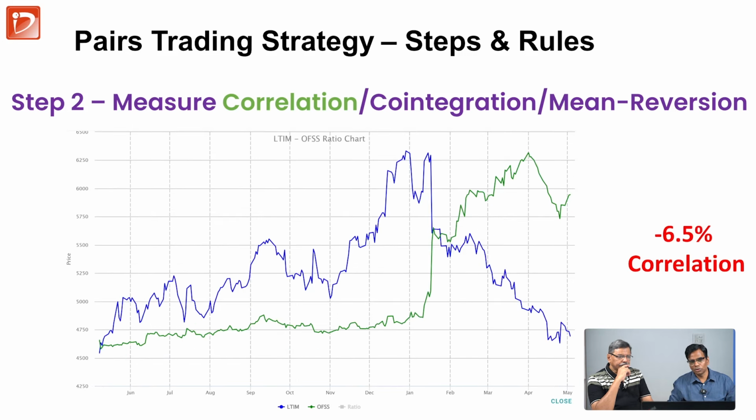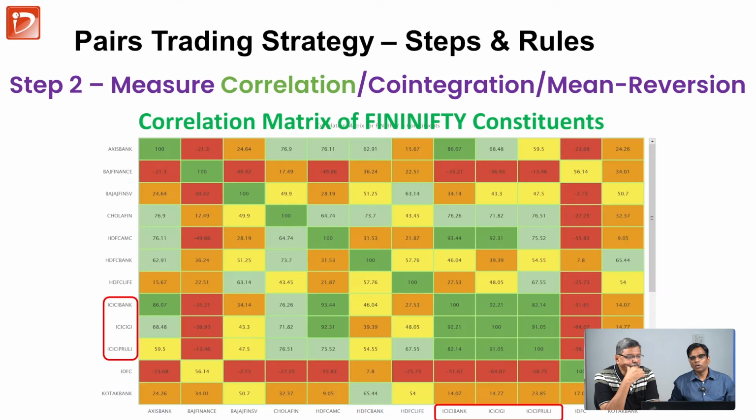Now here I am going to show two stocks which are not correlated at all, LTIM and OFSS. And here you can see that's -6.5% correlation. So you can see their behavior is totally different. One is going up, the other one is going down. One was sideways, the other was going up in the beginning. So here you can clearly say that this is not a pair that I would like to do this strategy on.